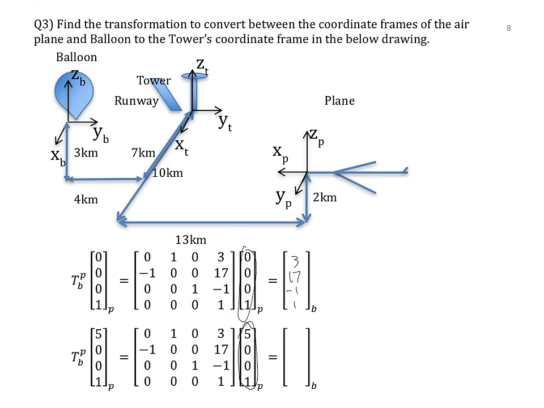Let's check it out. So if we multiply those two vectors, what do we get? We get 5 times 0, 0 times 1, 0 times 0, and 3 times 1 is 3. Okay, and then we get minus 5 plus 0 plus 0 plus 17, so that would be 12. And then we end up with minus 1 and 1 for a homogeneous coordinate. Okay, so in that case, the balloon knows that it's actually still pretty far away. It's 3 kilometers in the balloon's x, 12 in its y direction, and still 1 kilometer below it. So the balloon people don't have to be worried.